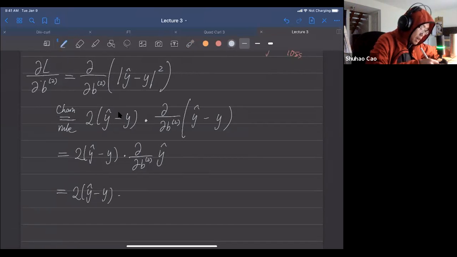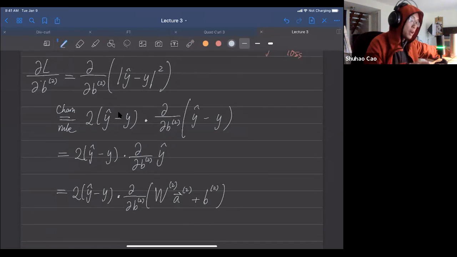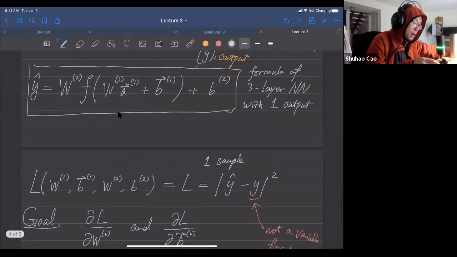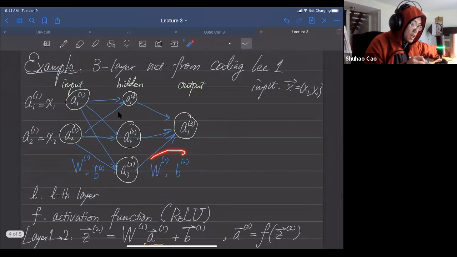But we want to write it in a more concise way. That is W2 of A2 plus B2, all right? Now why I'm writing this way, not the full way here, is because if we are taking the derivative of the second layer, it has nothing to do with the first layer. So let's look at here.